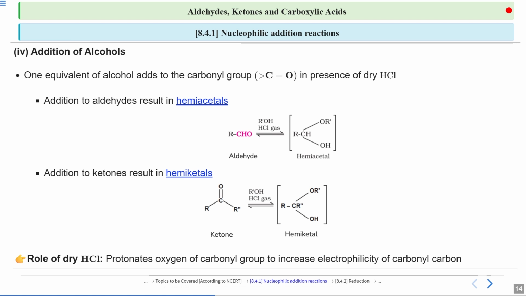Now I told you that for this you need dry HCl. So what is the role of dry HCl? The role of dry HCl is that it acts as a catalyst by protonating the oxygen of the carbonyl group. We will see in the mechanism that it protonates the oxygen of the carbonyl, so it makes the carbon more electrophilic.